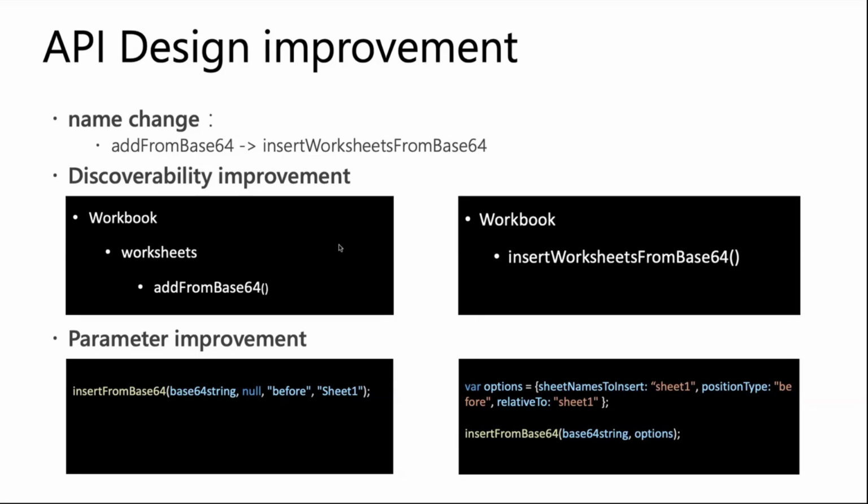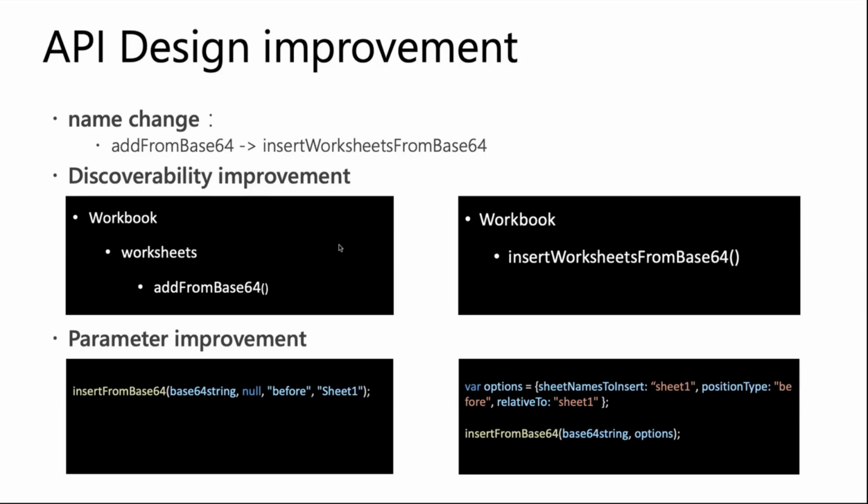Another thing is the discoverability improvement. Before, we had Add from Base64 under the workbook and worksheets collection. But now we feel that it's better to put it under workbook. So you can use workbook.insertWorksheetsFromBase64 to get that API and use it directly.